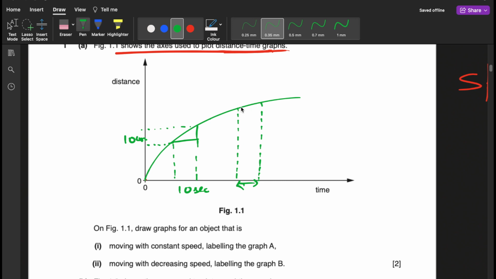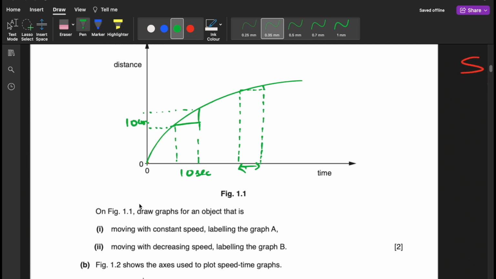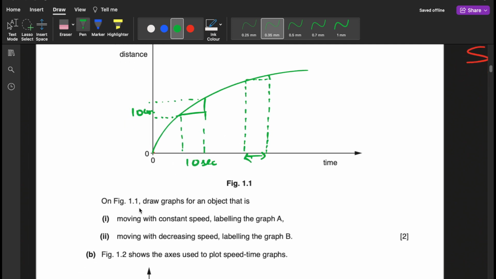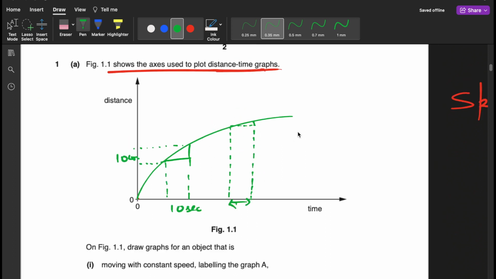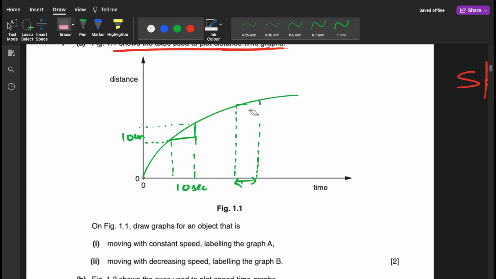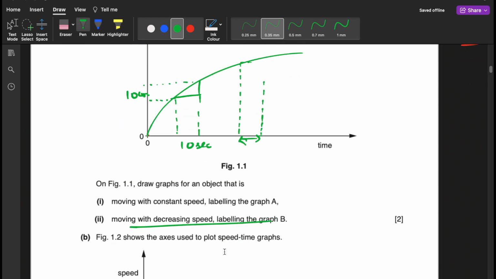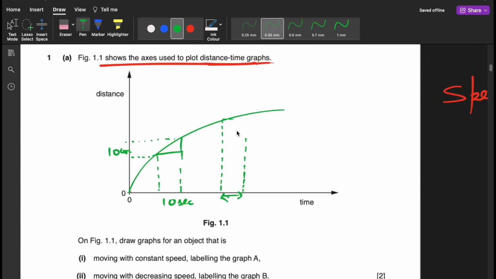Have you got the point I'm trying to say? Yes, sir. So obviously this is the graph for decreasing speed, which is, by the way, the graph for deceleration. If you have studied acceleration, I think you know about it. So this is deceleration. Have you got that point? Yes, sir. Can we move further to the next question? Yes, sir.